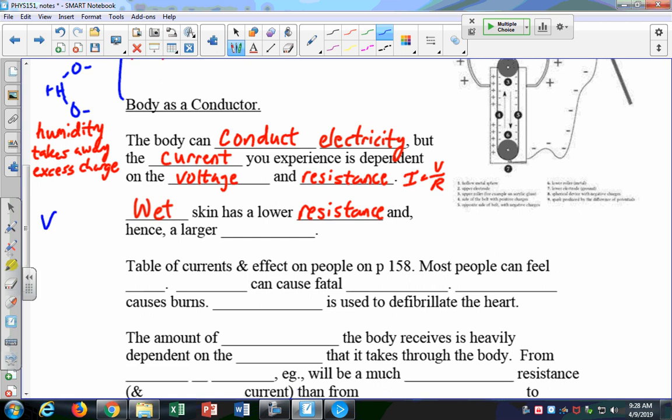so V is equal to I times R. If this stays constant, if this goes down, that means this goes up. It's an inverse relationship. So if you have a lower resistance, that means you have a larger current.